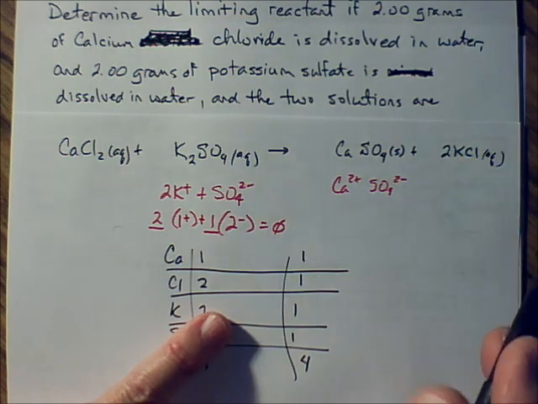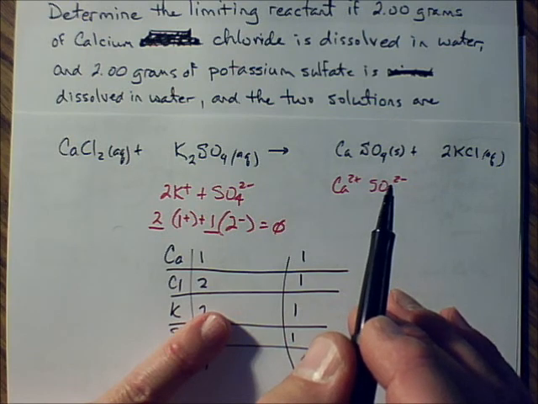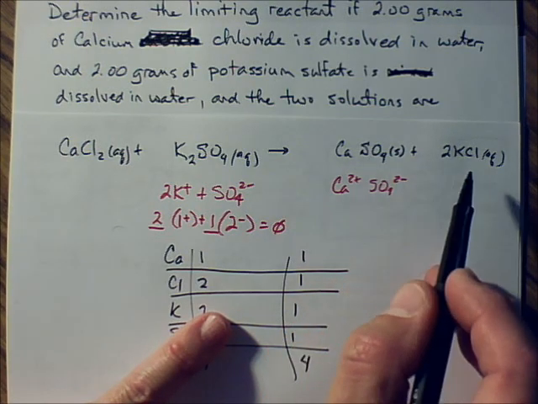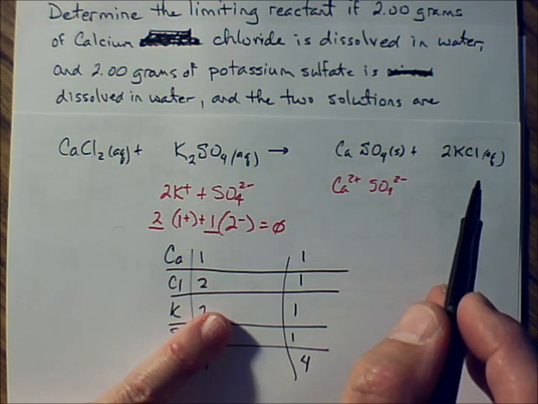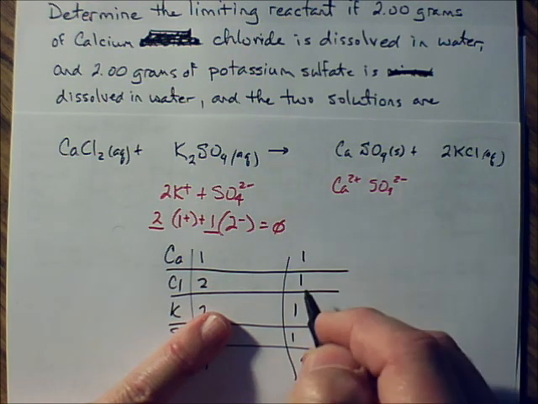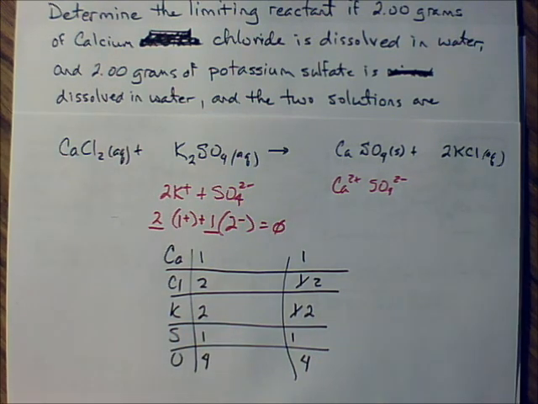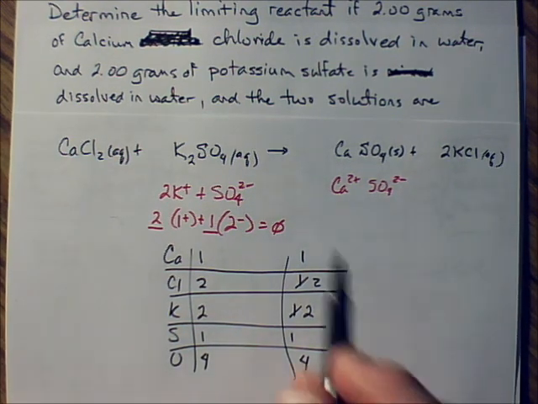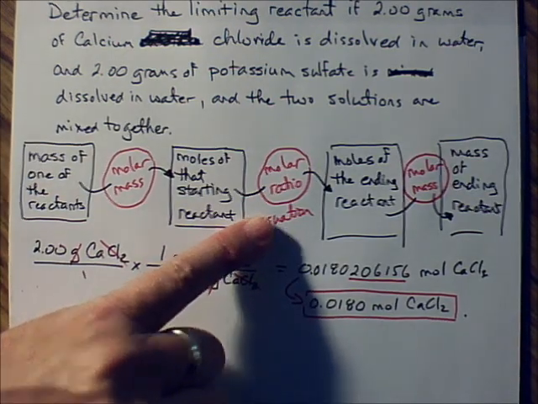Coefficient of 2. Remember, once the formulas are balanced, can't touch this. Okay? So that 2 in front of that means I can put a 2 here and a 2 here. That's how I'll add those up, and everything's balanced. Now we have what we need for the molar ratio we're going to have.